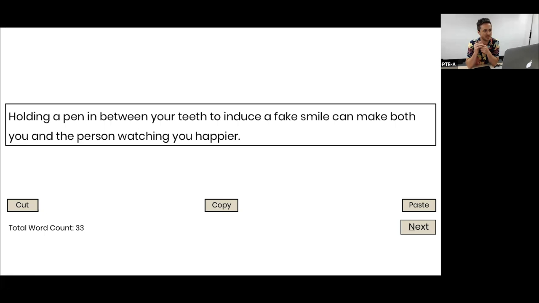Holding a pen in between your teeth, like that. Actually, it kind of does make you a bit happy. Holding a pen in between your teeth to induce a fake smile can make both. Did it work for you? It kind of worked for me. Can make both you and the person watching you happier. Okay, hopefully that was the case then. Cool. Anyway, that's a good example there.